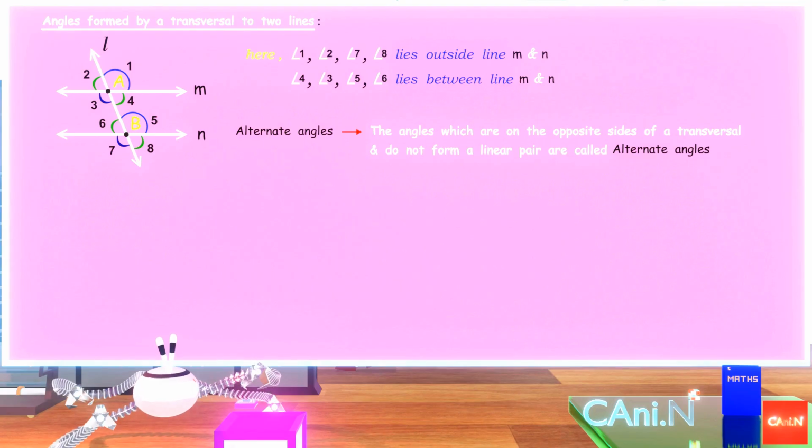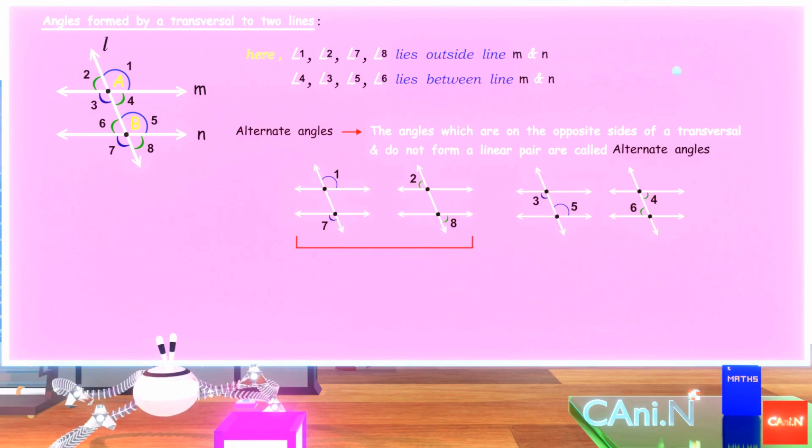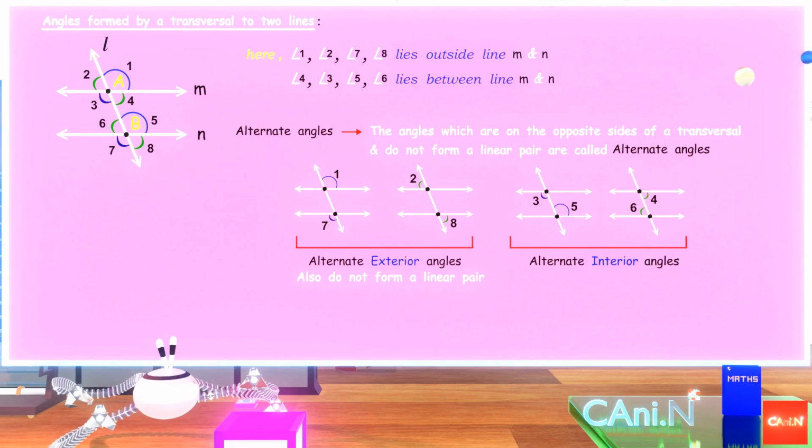Alternate angles. The angles which are on the opposite side of a transversal and do not form a linear pair are called alternate angles. This figure represents alternate exterior angles. Also do not form a linear pair. And this figure represents alternate interior angles. Also do not form a linear pair.